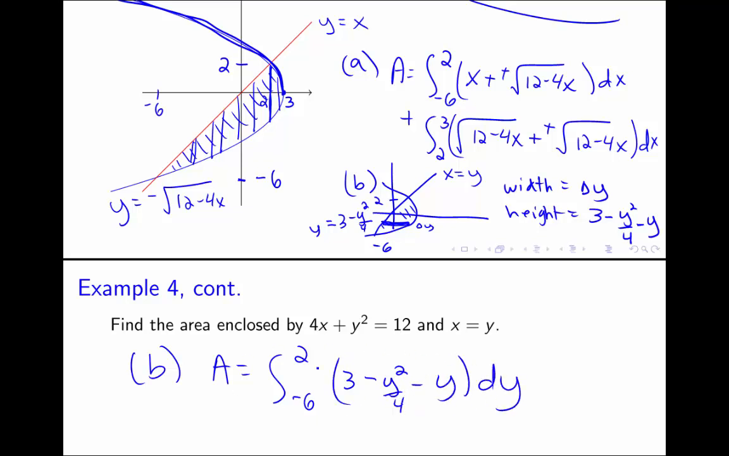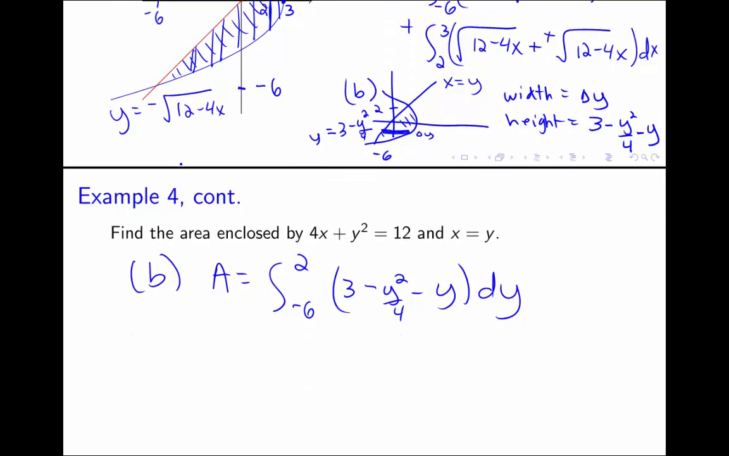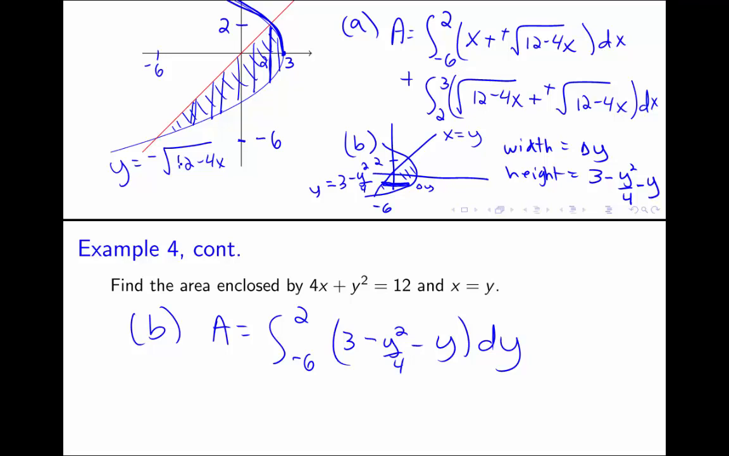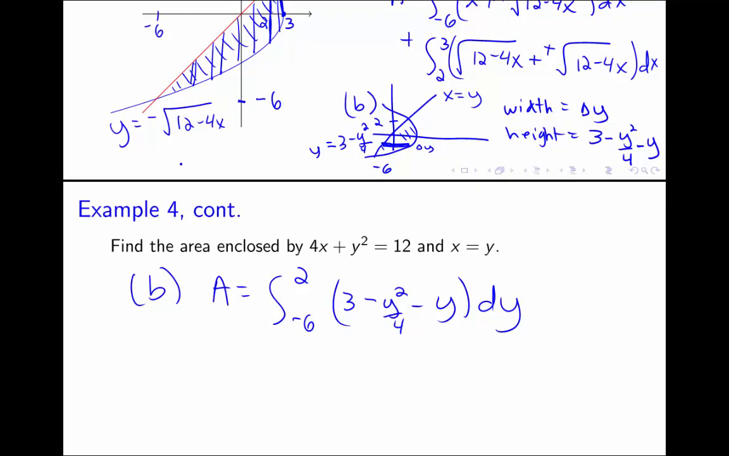And looking at this setup versus the setup we had in part A, certainly the second one looks like it's going to be a little easier for us to actually integrate, because we just have to integrate these powers of y instead of having to integrate these square root functions. So when I do have a function that is defined in terms of y, it can be easier for me to compute the area by looking at an integral with respect to y, slicing it horizontally, instead of an integral with respect to x where I looked at vertical slices.